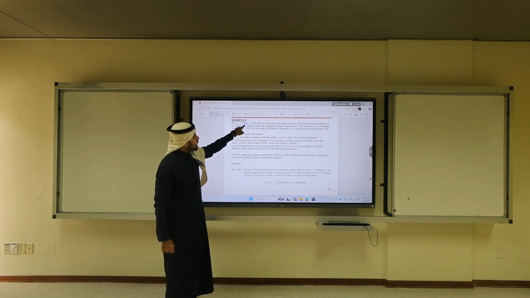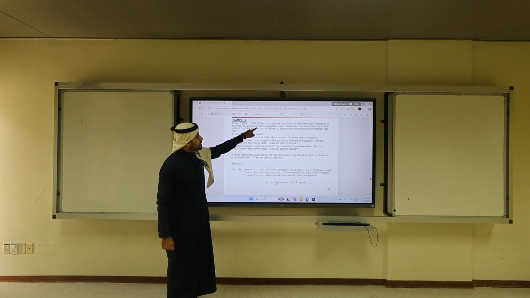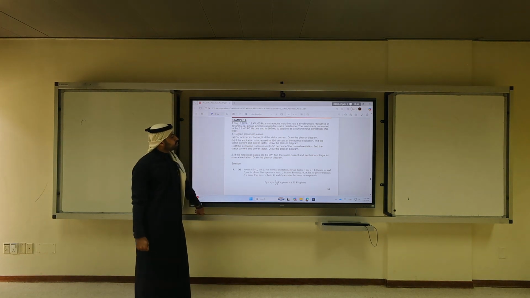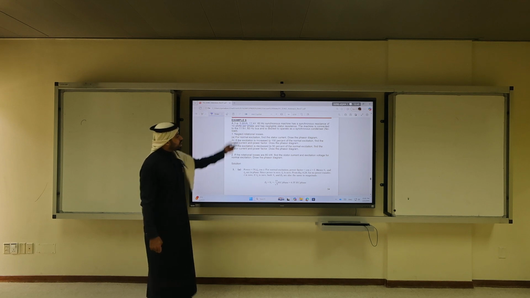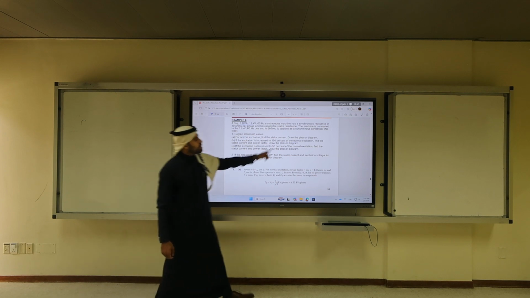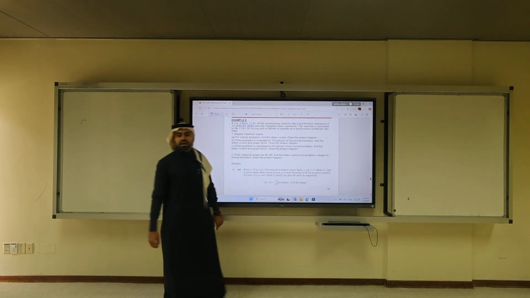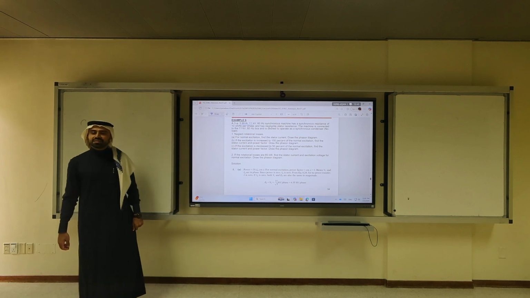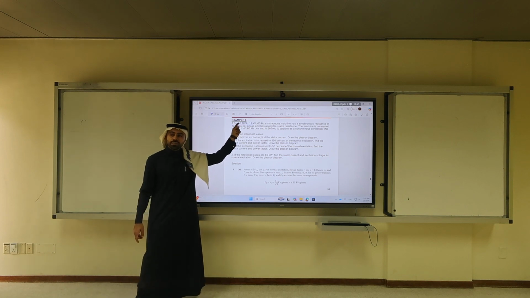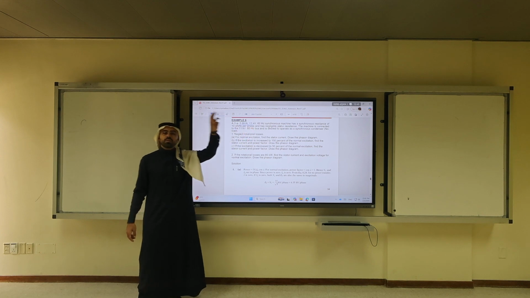A 3-phase, 5 MVA, 11 kilovolts, 60 hertz synchronous machine has a synchronous reactance of 10 ohms per phase. Ignore RA. It's connected to rated bus, and it's designed to operate as a synchronous condenser. Okay, so it is a synchronous motor. Even though the ratings are huge, we are operating what should be a generator in the motoring mode.